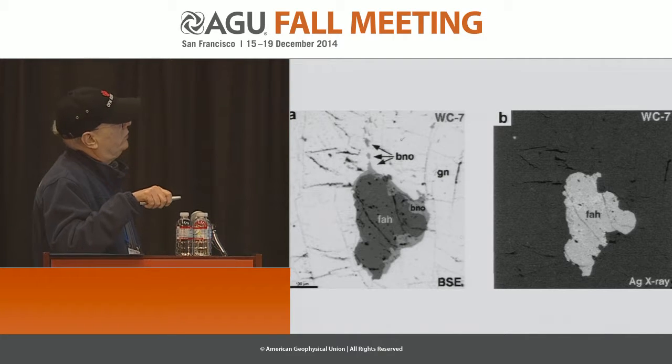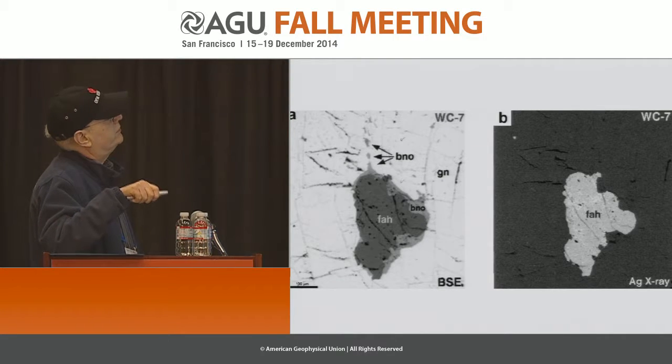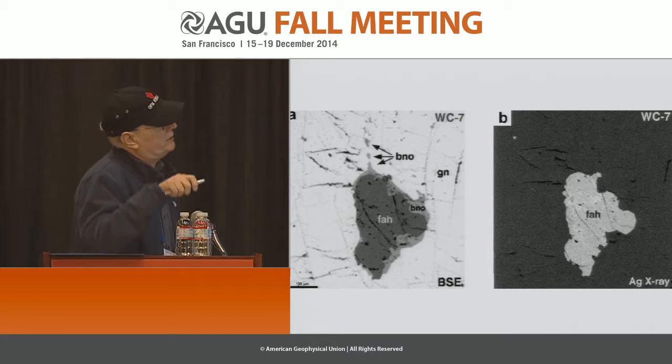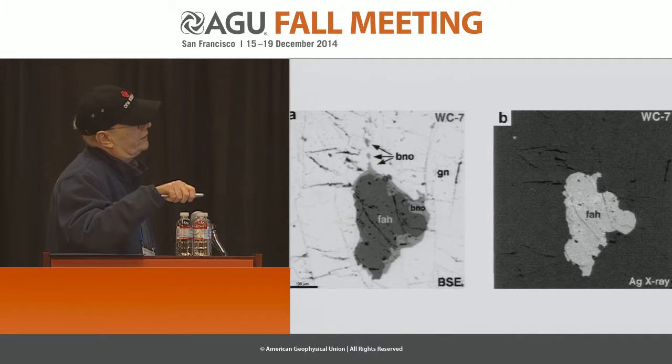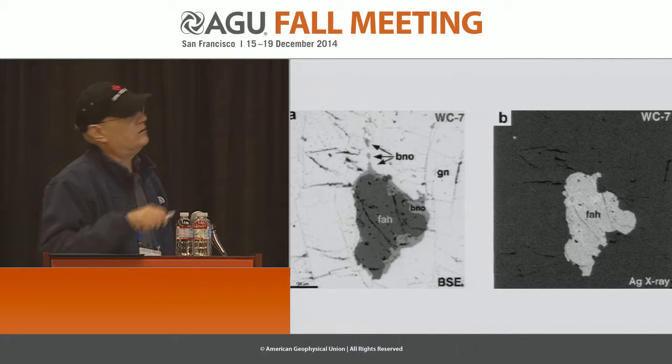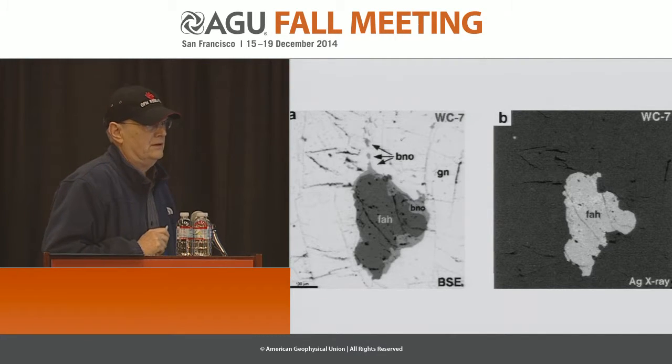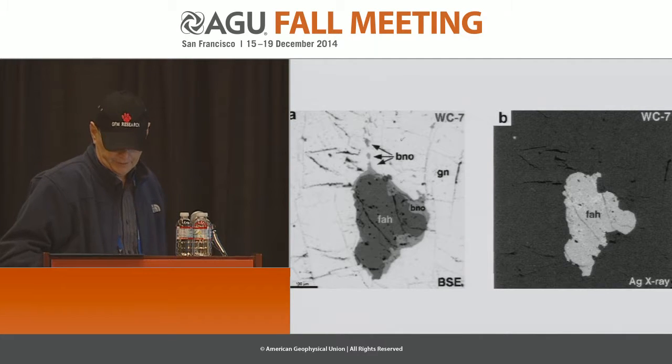Anyway, what you note here is this fluor sitting in a sea of galena, and it's surrounded by this mineral bornite. There's a corona around it, and that corona is partially detached. You can see because of deformation, it's strung out. But the main thing to note is on the right, you look at this silver X-ray map, and you see that all of the silver is presently in the fluor. There's none of it left in the galena.